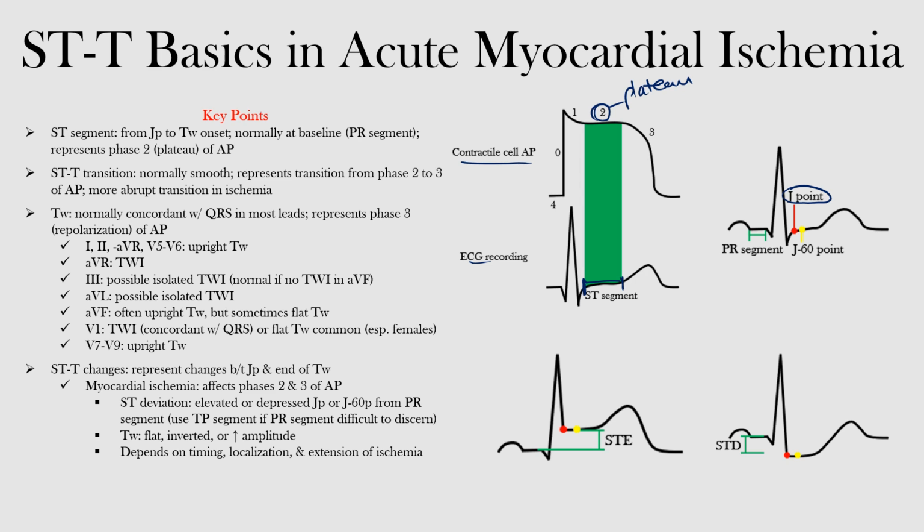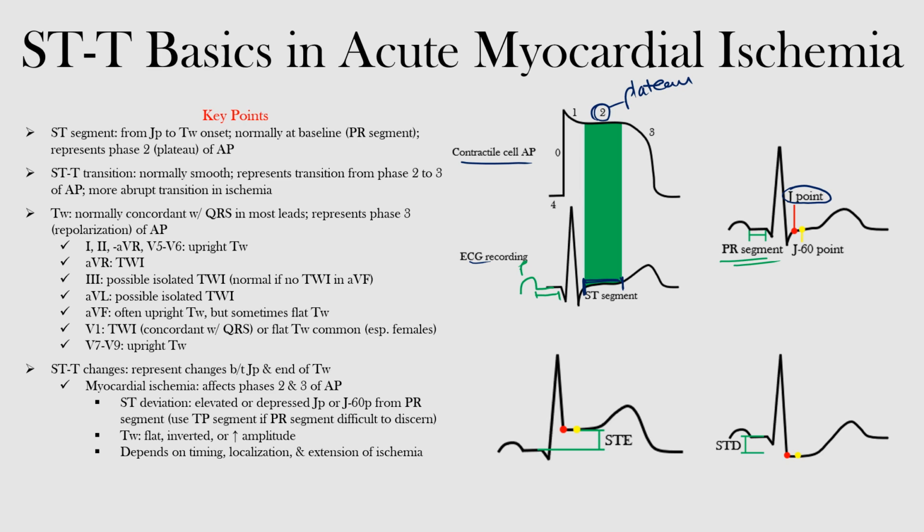Normally during that plateau phase we have relatively unchanged electrical potentials, and because of that, the ST segment tends to be flat. Remember when we define baseline, our baseline is here. Imagine here's our PR segment. So if we had a P wave here, this would be our PR segment. That usually defines, and that's what we use as our baseline, to see if there's any elevation or depression.